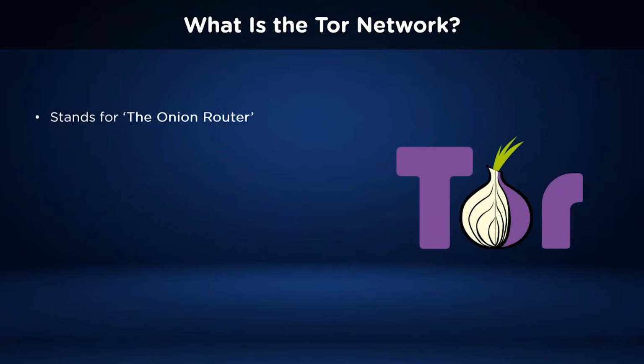Tor, short for the Onion Router. It's an open source privacy network that permits users to browse the web anonymously. The Tor was initially developed and solely used by the US Navy to protect sensitive government communications before the network was made publicly available.